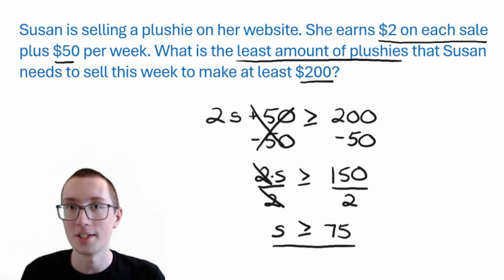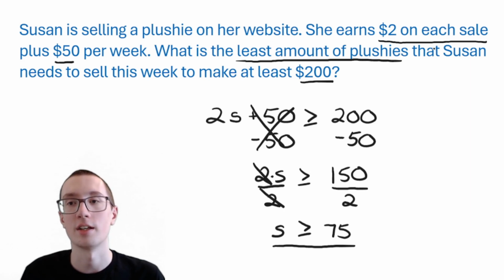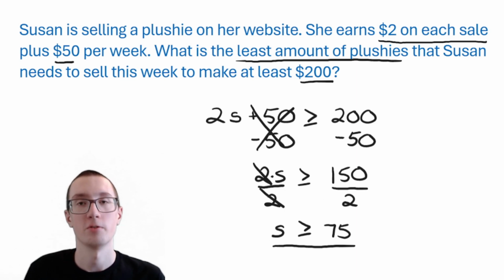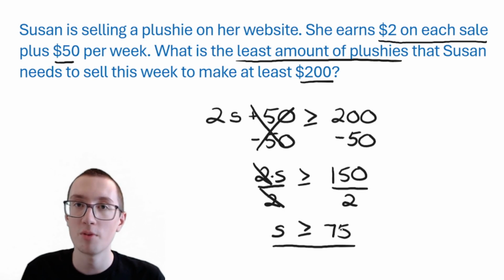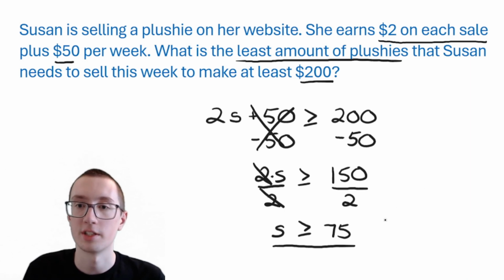However, what does that mean in the context of the problem? Well, the question's asking, what is the least amount of plushies that Susan needs to sell this week? Well, S is the amount of sales, or the amount of plushies. We could have used the letter P for plushies, it doesn't matter. But in this case, this is saying that she needs to either sell more than 75 plushies or exactly 75 plushies. So if we wanted to word out this answer, we would just say 75 or more plushies.